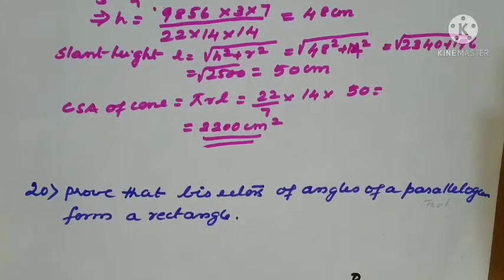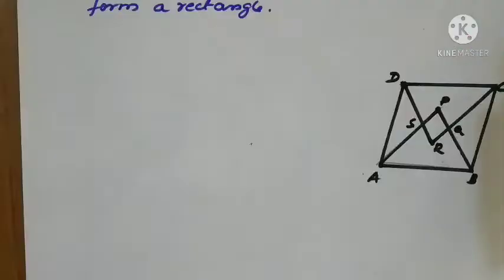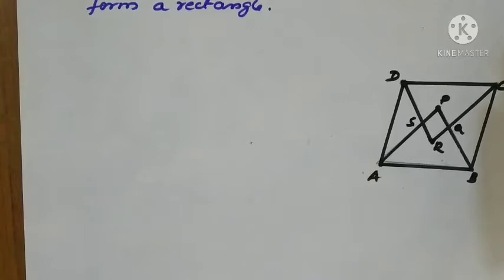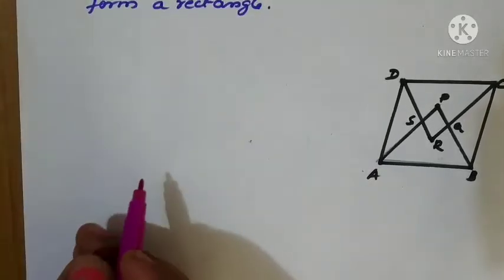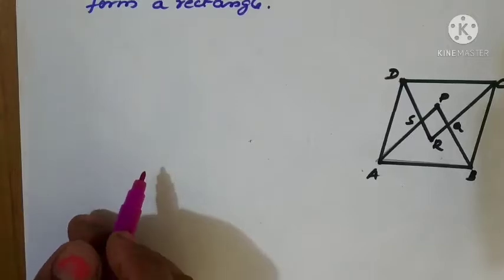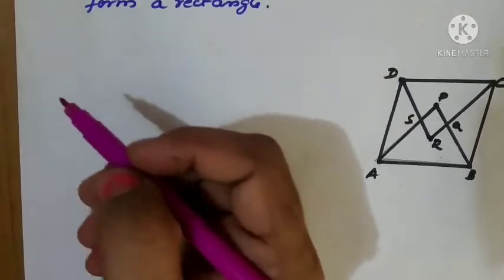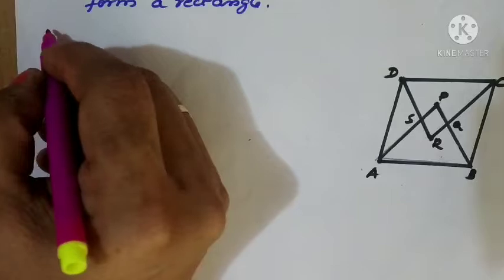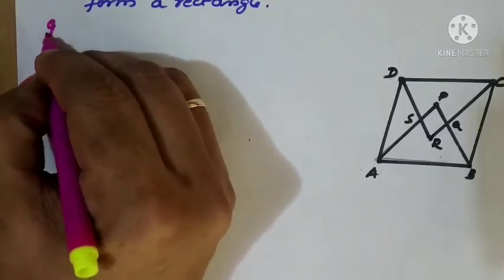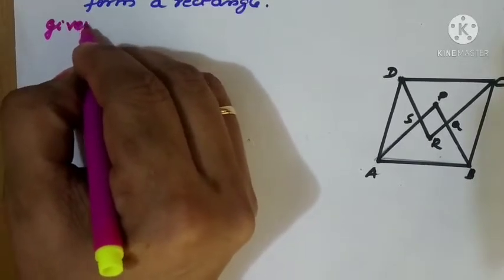Prove that the bisectors of angles of a parallelogram form a rectangle. In this question, we have not been given a diagram, so we must draw the diagram first. Diagram is completed here. It's a good question. Practice more. Such questions you can see have been asked in 2-3 question papers. So given ABCD is a parallelogram.